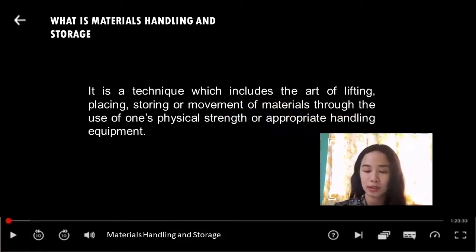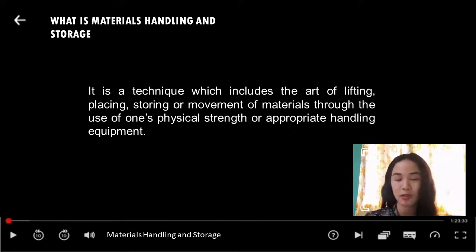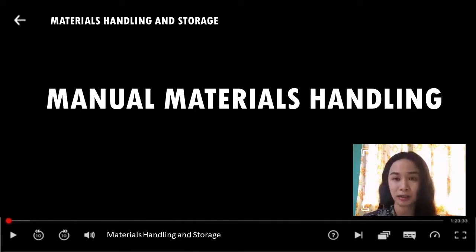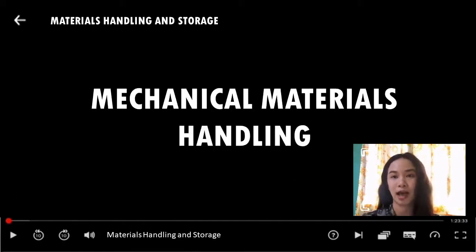So first, let me define what is materials handling and storage. It is a technique which includes the art of lifting, placing, storing, or movement of materials through the use of one's physical strength or appropriate handling equipment. Materials handling and storage is the movement, protection, storage, and control of materials and products throughout the manufacturing, distribution, consumption, and disposal. So there are two types of materials handling: the manual materials handling and mechanical materials handling.